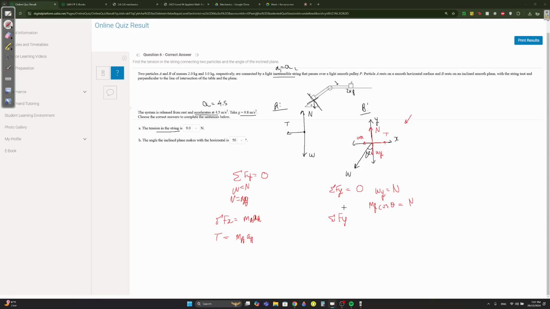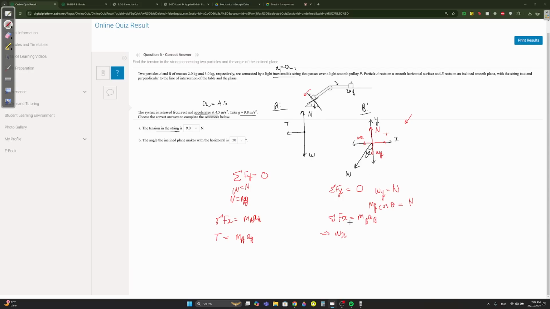Sigma Fx is equal to the mass of B times the acceleration of B. What are my horizontal forces? T and Wx. Since it's moving to the left, right? They said it's going to be accelerating. Wx is greater than T. So always, I write it like this: Wx minus T, because it's in the opposite direction.